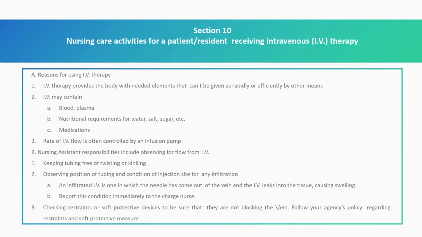Nursing assistant responsibilities include observing for flow from IV. Keeping tubing free of twisting or kinking. Observing the position of tubing and the condition of the injection site for any infiltration. An infiltrated IV is one in which the needle has come out of the vein and the IV leaks into the tissue, causing swelling. Report this condition immediately to the charge nurse.